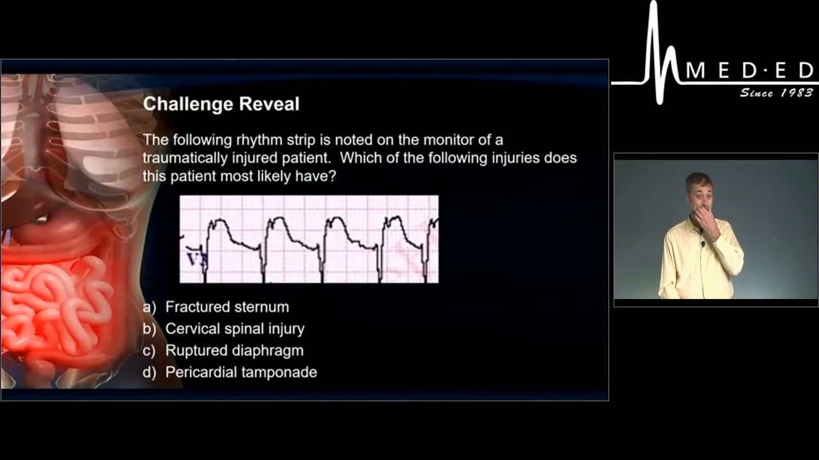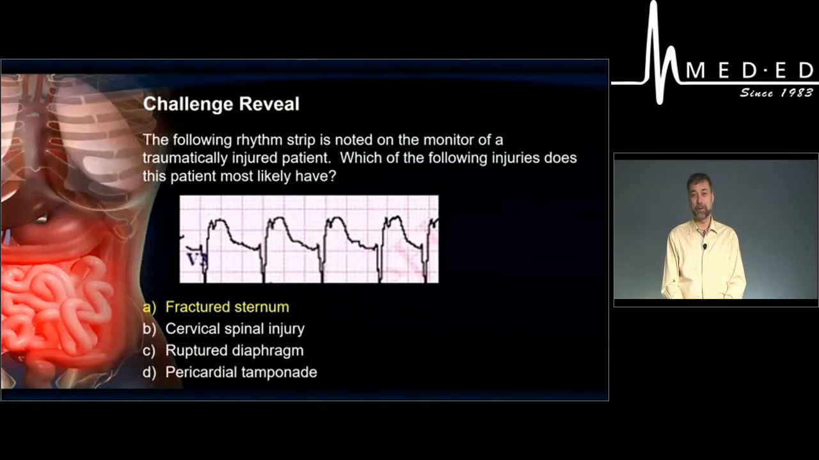And remember, I said earlier that it is a fractured sternum. The sternum lies over the right ventricle, and so the heart can be injured with a fractured sternum, and if the heart is injured, you get ST elevation. We don't expect ST elevation with a cervical spinal injury, with a ruptured diaphragm, or with a tamponade. With the tamponade, I would expect things like electrical alternans and decreased height of the QRS, none of which we really see in that rhythm strip. Does that make sense how I got to that one? Did you get it right?